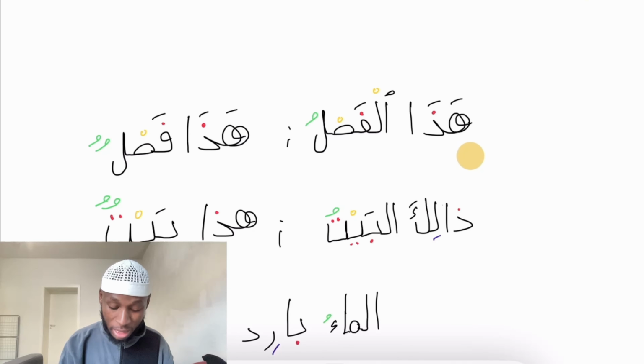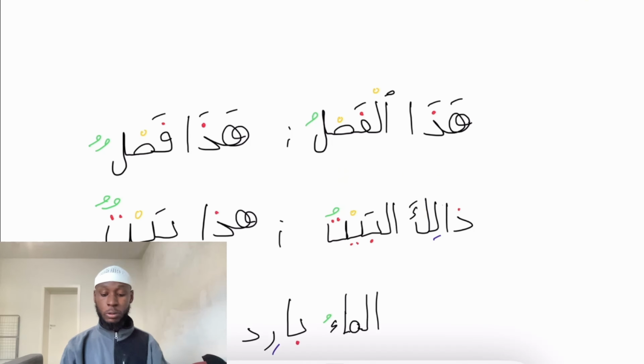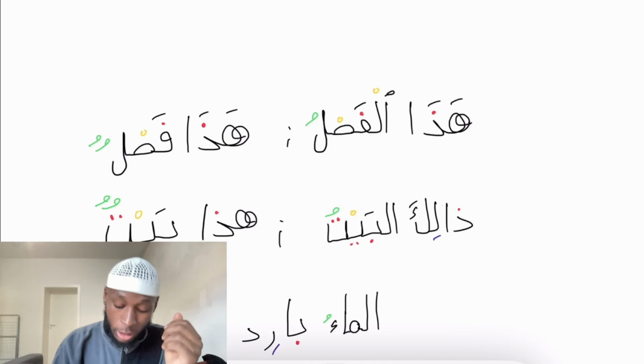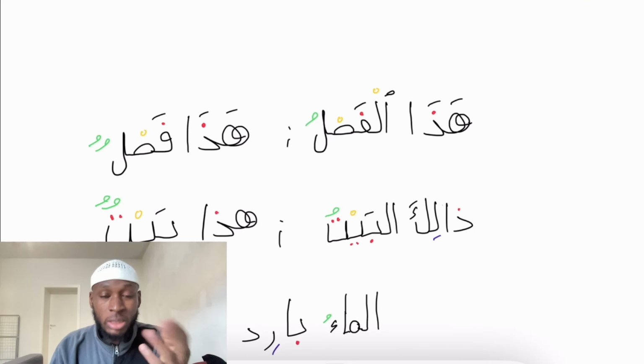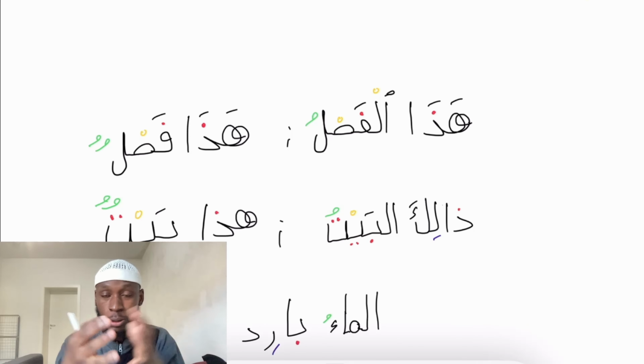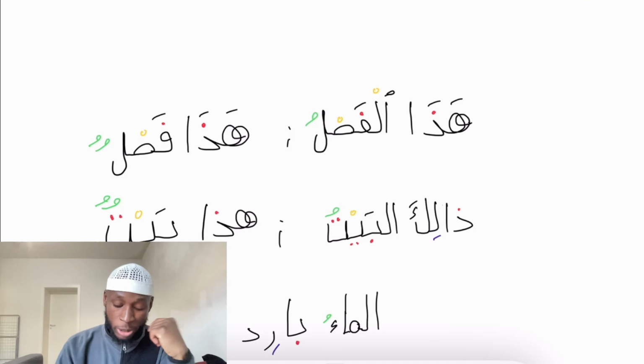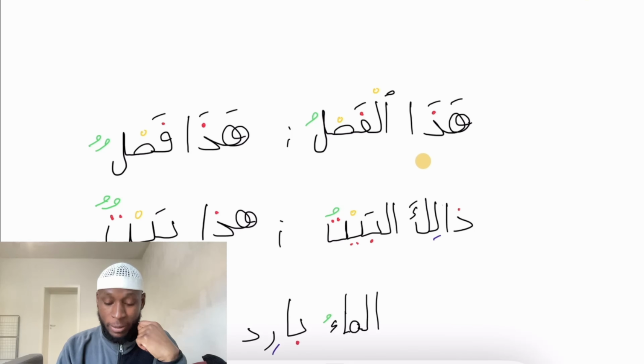هذا الفصل. Okay, we saw هذا. We say هذا is our demonstrative pronoun, and it's also a noun. Then here we have al-faslu. Now, if we are going to read it, we read هذا الفصل.